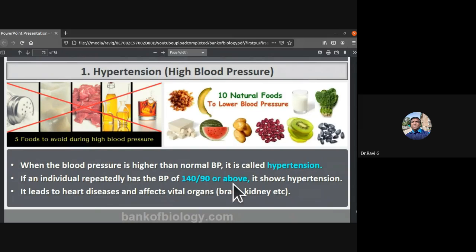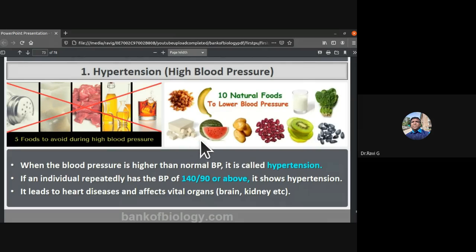The foods to avoid during high blood pressure are salt, spicy food, meat, wine and alcoholic beverages. These are all the foods which have to be avoided during high blood pressure. Rather, natural foods should be chosen to lower the blood pressure.